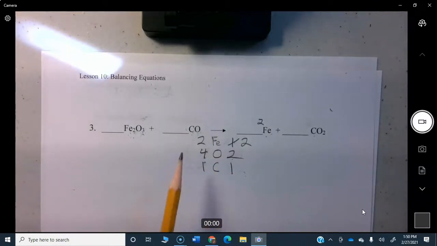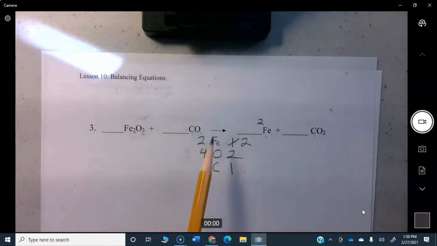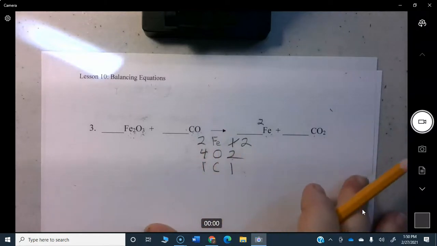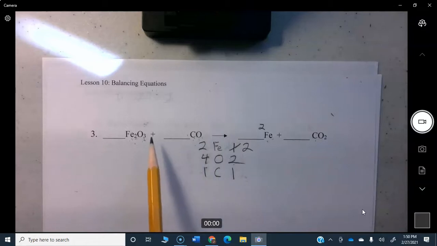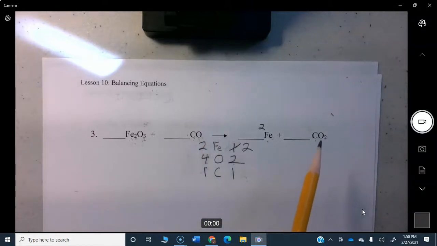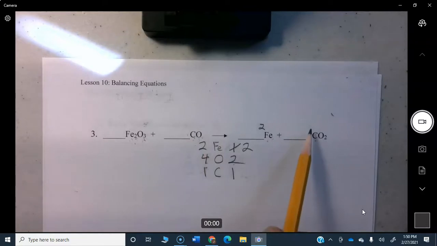The problem is we have 2 oxygens here. Okay. So here's one thing. This one's going to be a little tricky to do, so I'm just going to show you how I'm going to approach this. I have 4 oxygens on this side. I have 2 on this side. I know that whatever coefficient I put in front of this, it has to be the same for this. Why? Because the carbon are already in balance.